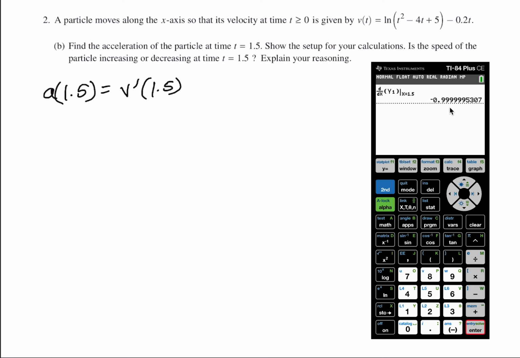And now we get this answer, which is negative 0.99999, and some more numbers. So we can just simplify that to negative 1. Next, we want to find if the speed of the particle is increasing or decreasing at time t equals 1.5. The way to do that is if the acceleration and velocity at that time have the same sign, that means that the speed is increasing, but if their signs are different, that means that the speed is decreasing.